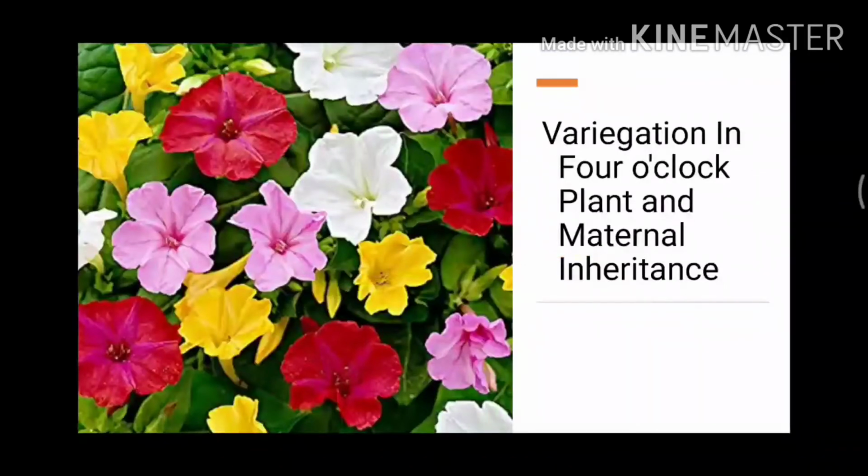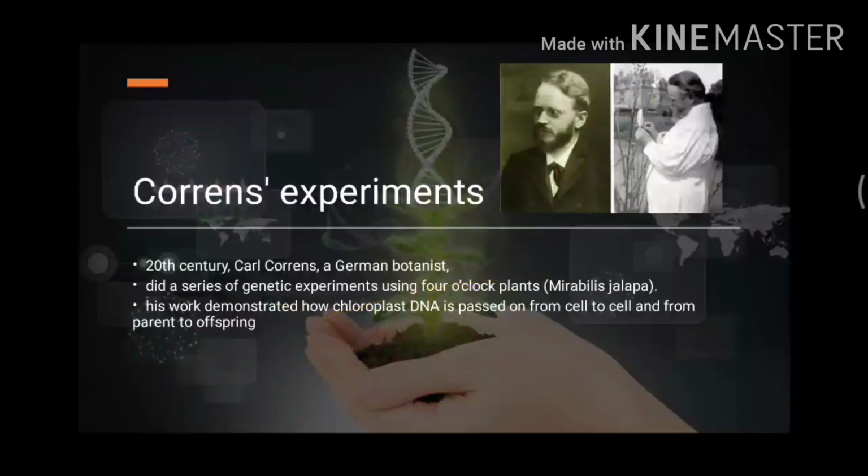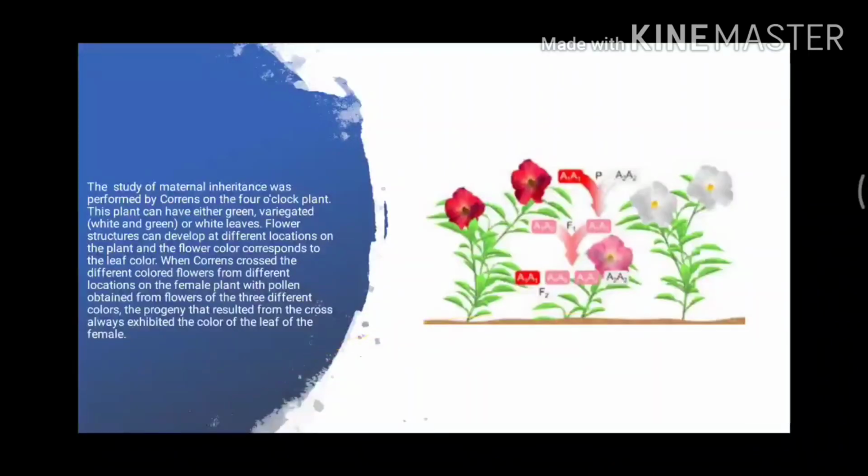Variation in four o'clock plant and maternal inheritance. Correns' experiment. In the 20th century, Carl Correns, a German botanist, did a series of genetic experiments using four o'clock plants, Mirabilis jalapa. His work demonstrates how chloroplast DNA is passed on from cell to cell and from parent to offspring. The study of maternal inheritance was performed by Correns on the four o'clock plant.